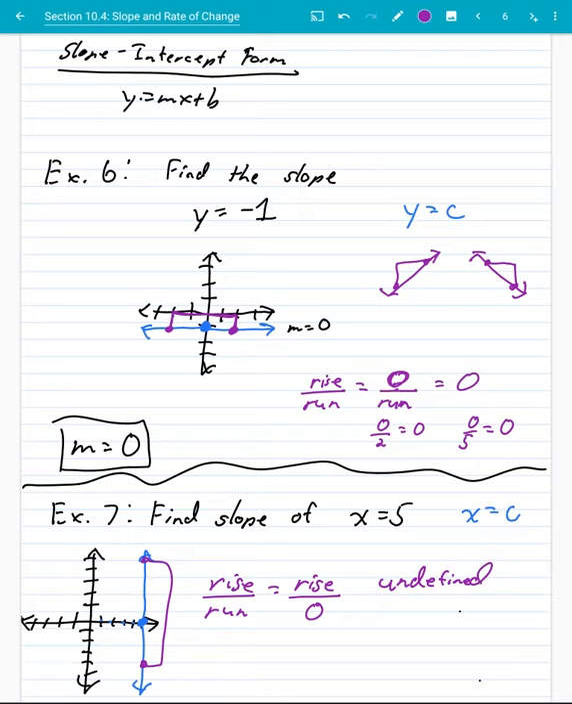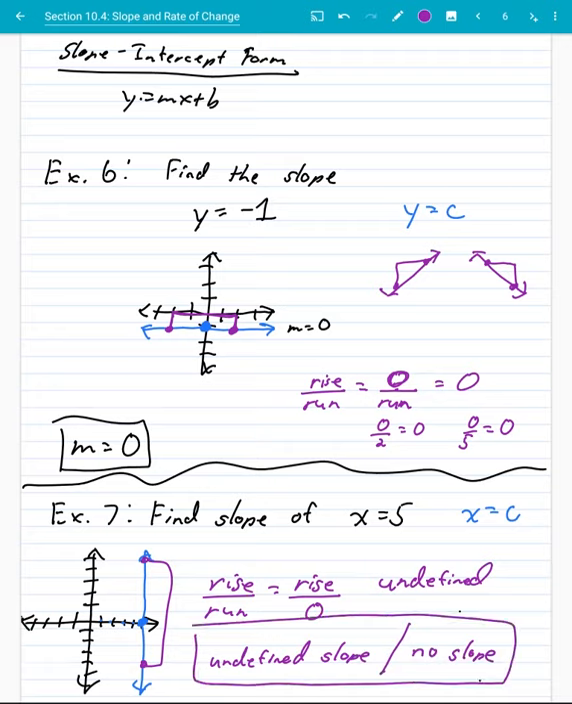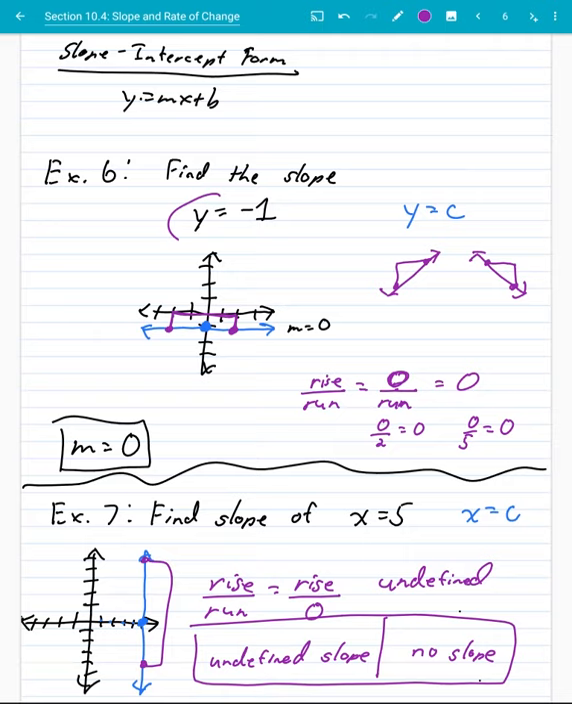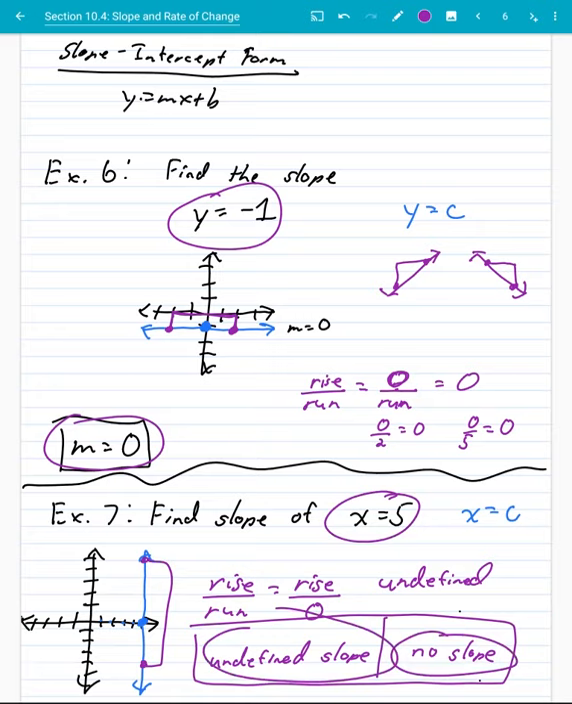So looking at this one, we would say undefined slope, or you can say it has no slope. Either is correct. You can either say undefined slope or no slope. They both mean the same thing in this instance. So remember, horizontal lines that say y equals -1 result in slopes of 0. Vertical lines that say x equals some number result in vertical lines, which make no slope or an undefined slope.